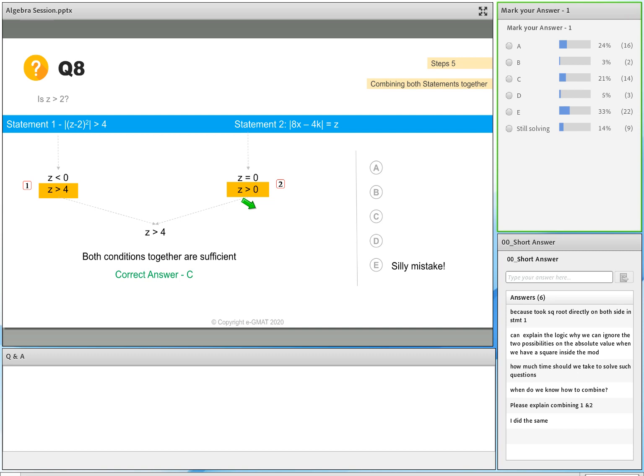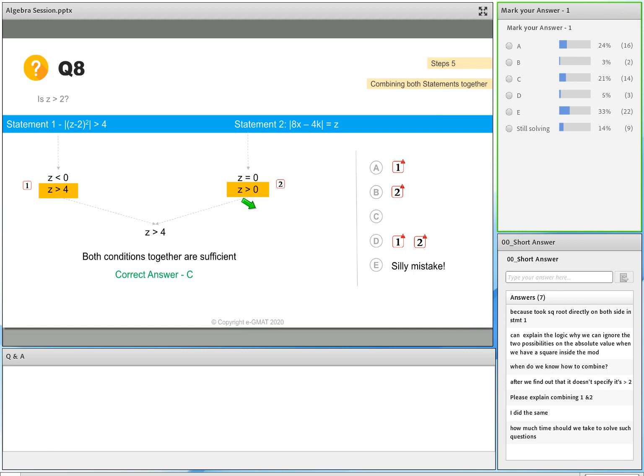Can you explain the logic why we can ignore the two possibilities on absolute value when we have a square inside the mod? Well, think about it. I'm taking the absolute value of x squared. Since x squared is always non-negative anyway, what is my absolute value going to do to it? It's anyway going to stay x squared only, right? So it doesn't matter. All right. Then this C was the answer, as I said.